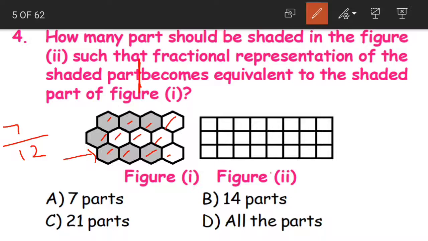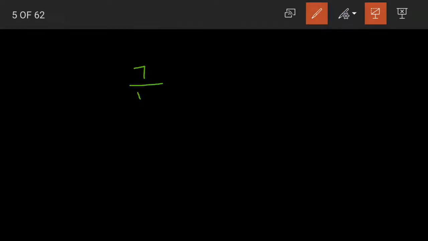Now if you look at figure 2, how many parts is it divided into? 1, 2, 3, 4, 5, 6, 7, 8. 8 into 3 rows. 8 into 3 is equal to 24. In total, the figure 2 is divided into 24 parts. 7 by 12 and 24. This is the fraction for the figure 1, and for figure 2 we have to find out its equivalent fraction.